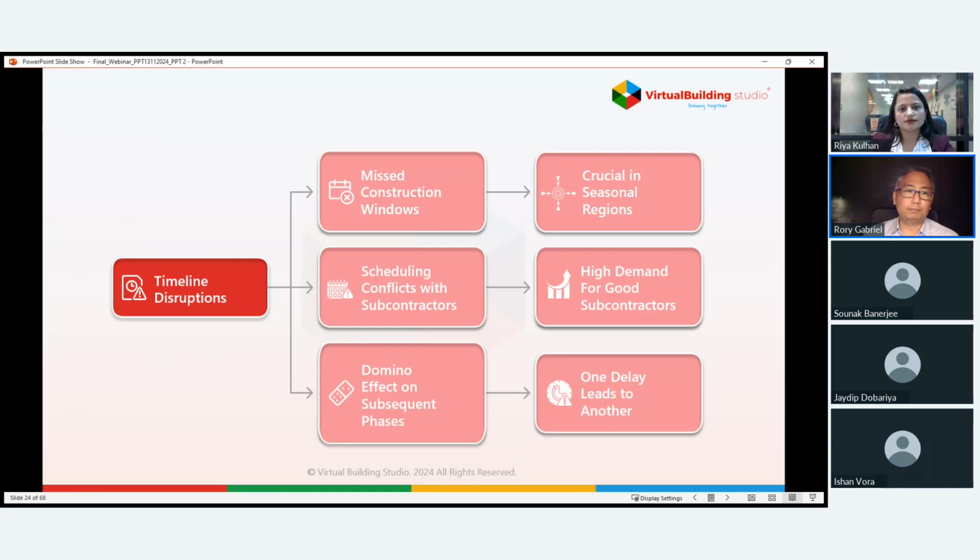And finally, it's like a chain reaction. One phase gets delayed, then everything else gets pushed back too. Foundation work gets delayed, then framing, then the interior work. A well-planned project is like a finely tuned machine. Everything has its place and time, but when one part gets thrown off track, the whole system falters, and recovering from those disruptions isn't easy.